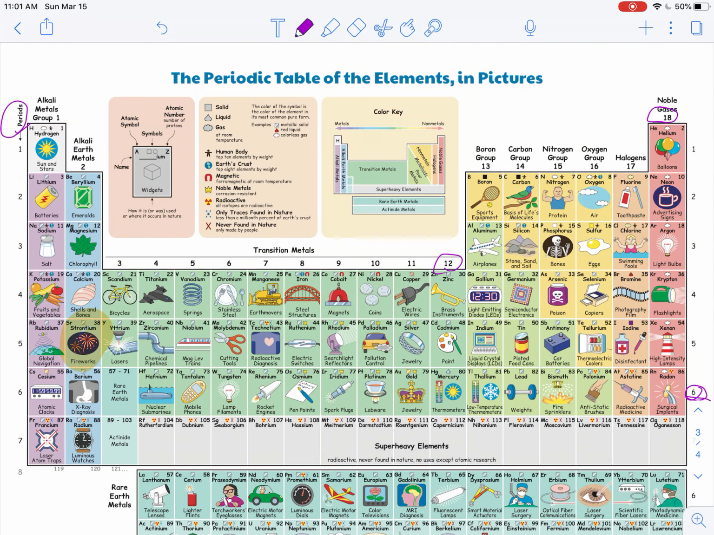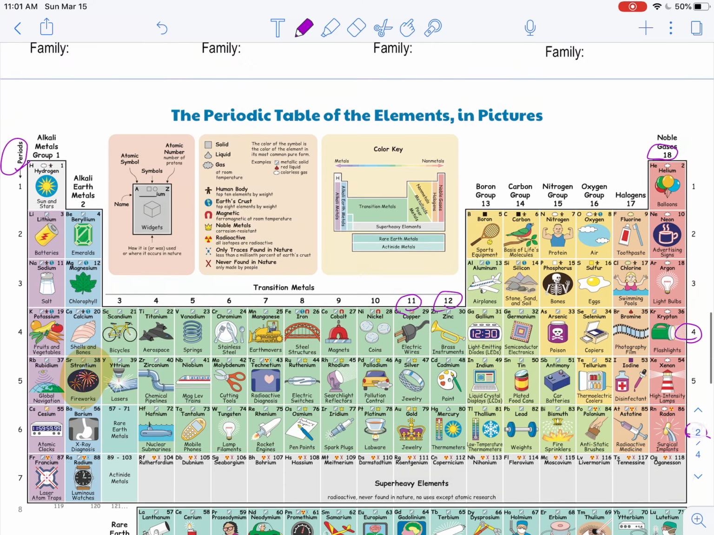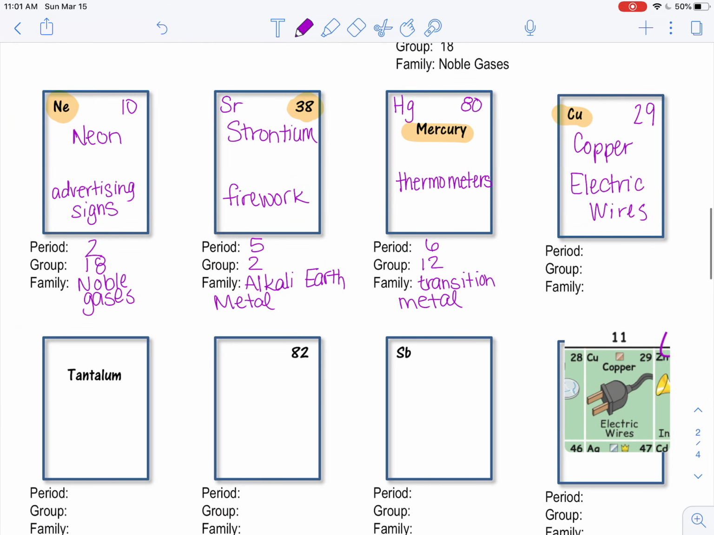So period, group, and family. Oops, too far. We are looking for period 4, group 11, and we're still in the transition metals. Period 4, group 11, and transition metals again.